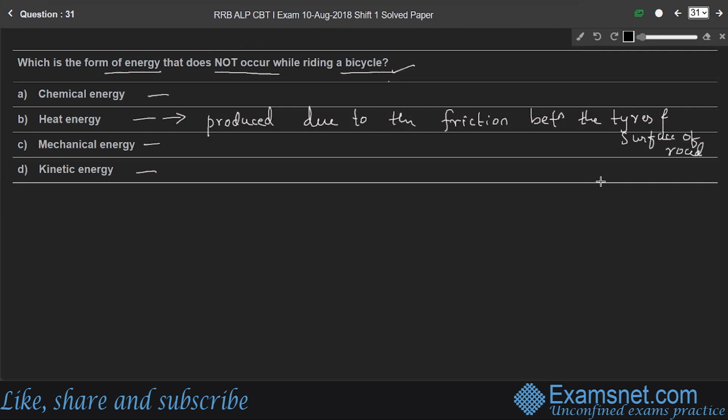So the question is which form of energy does not occur. Here heat energy occurs, right? Whereas mechanical energy is the combination of kinetic and potential energy. Kinetic energy plus potential energy is called mechanical energy. Due to the movement or motion of the bicycle, kinetic energy occurs. Kinetic energy is nothing but energy that occurs due to the motion of a body. Therefore, kinetic energy occurs.